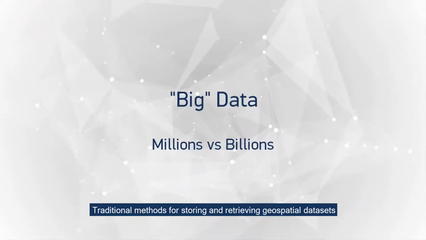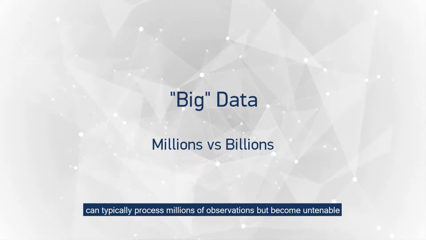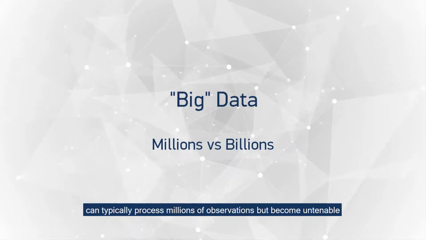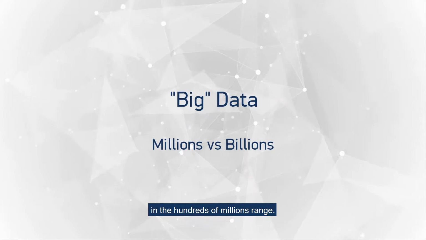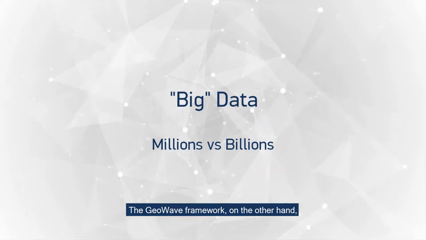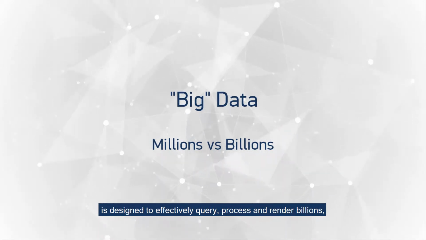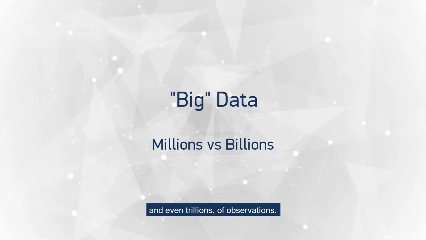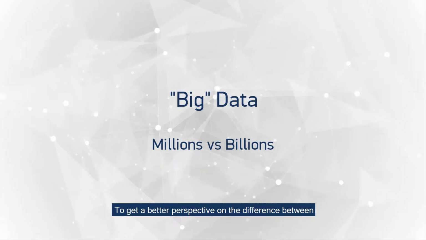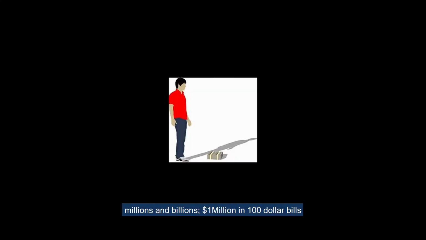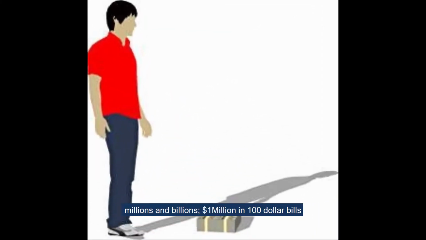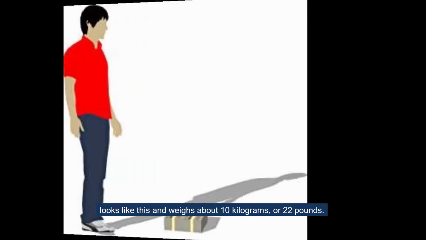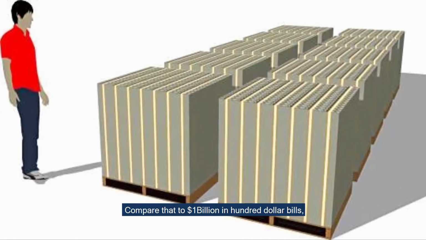Traditional methods for storing and retrieving geospatial datasets can typically process millions of observations, but become untenable in the hundreds of millions range. The GeoWave framework, on the other hand, is designed to efficiently query, process, and render billions and even trillions of observations. To get a better perspective on the difference between millions and billions, $1 million in $100 bills looks like this and weighs about 10 kilograms or 22 pounds. Compare that to $1 billion in $100 bills, which looks like this and weighs 10 metric tons.